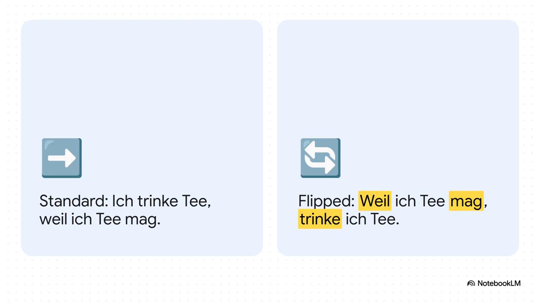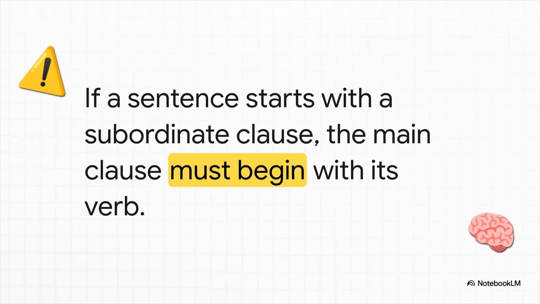But, and this is a big but, watch what happens. As soon as that first part ends with its kicked verb, mag, the verb of the main sentence, trinke, has to jump to the front, right after the comma. So here's the rule. Think of that whole first chunk, weil ich Tee mag, as one giant piece taking up position 1. And what always has to be in position 2 in a German statement? The verb. So the main verb has no choice but to jump right in front of its subject.